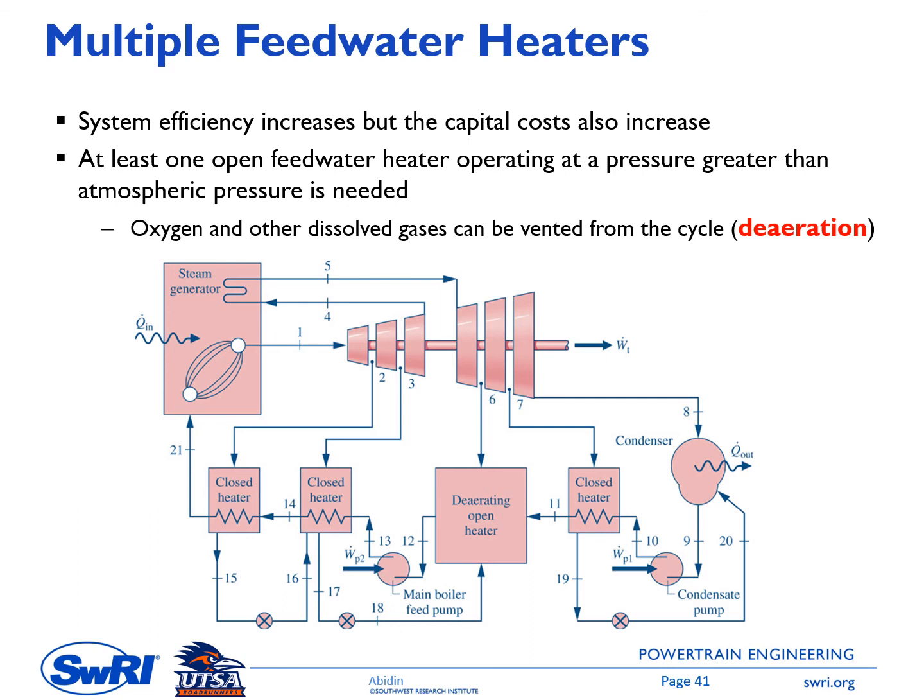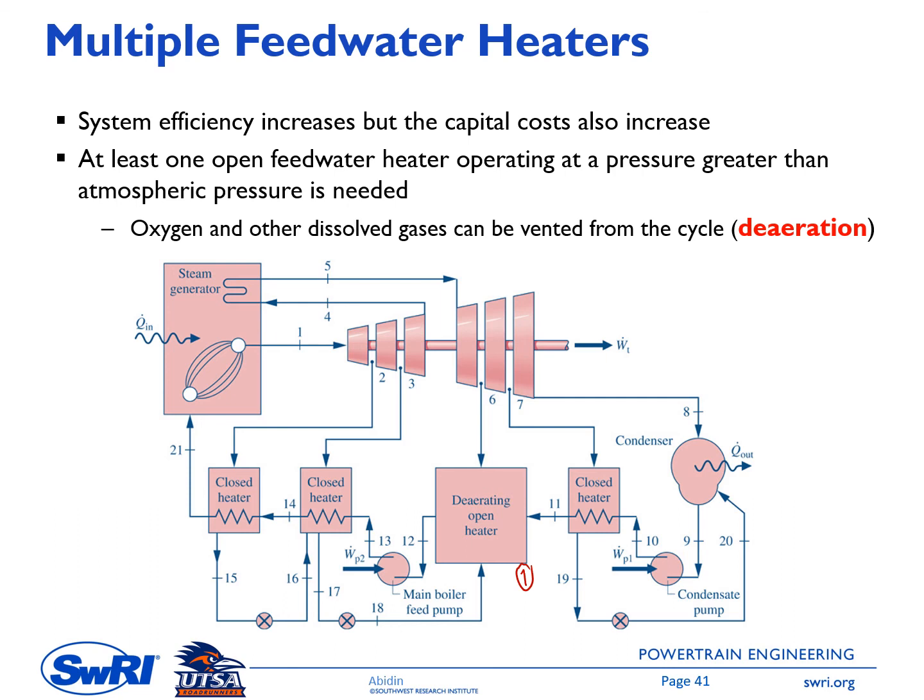Some vapor cycles can have multiple feed water heaters, as shown in this figure. So we have 1, 2, 3 closed feed water heaters and then 1 open feed water heater here. By having multiple feed water heaters, system efficiency increases. But you can see we have more components, which means that the capital cost also increases.